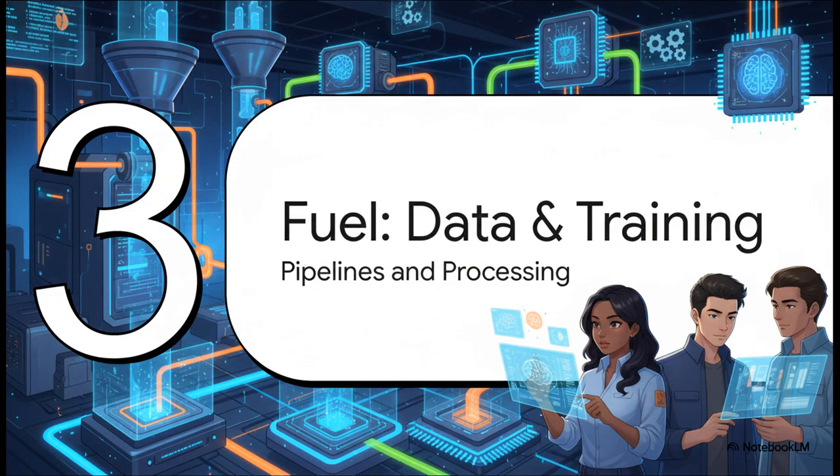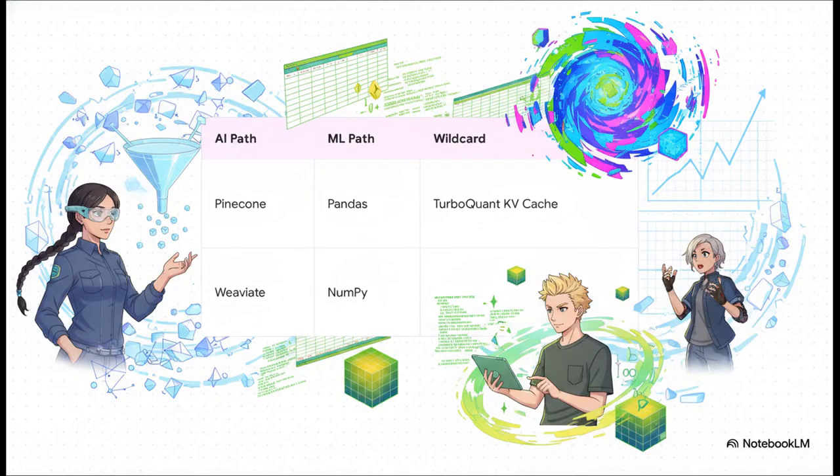Section 3. Fuel, Data, Pipelines, Training. Moving up the stack, let's explore exactly how data is handled and transformed into intelligence. Step 4. Data handling. This layer is critical. If you're on the AI path, you're looking at Pinecone and Weaviate. You'll use these vector databases to manage semantic search and store high-dimensional embeddings.